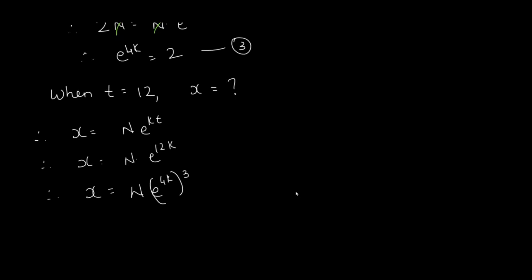4k the whole raised to 3. So this is the same as 12k. Now we already know that e raised to 4k is actually 2. So this particular term we have already got as 2 over here. From equation 3 we already got e raised to 4k as 2.